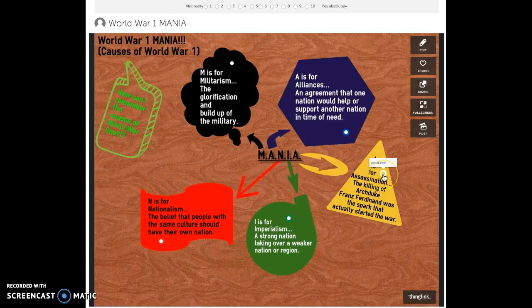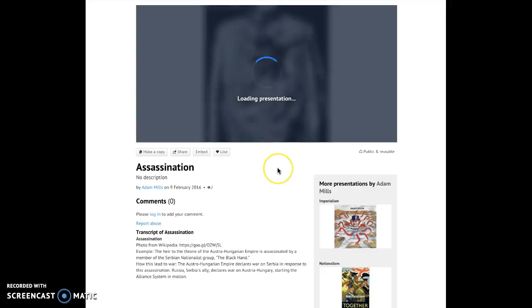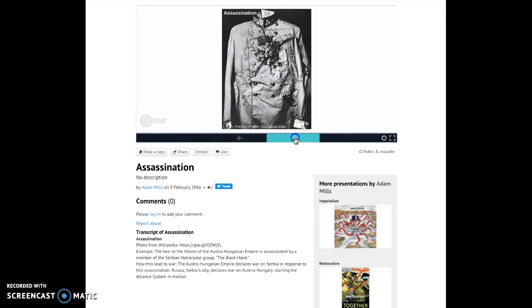A is for assassination. This is the spark that actually starts the war. Archduke Franz Ferdinand of the Austro-Hungarian Empire is assassinated by a Serbian terrorist group called the Black Hand.